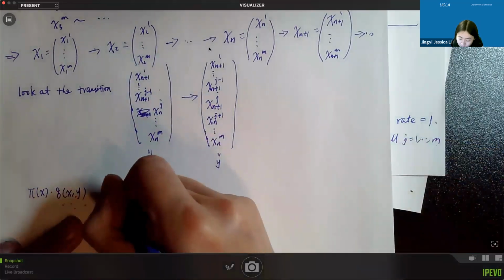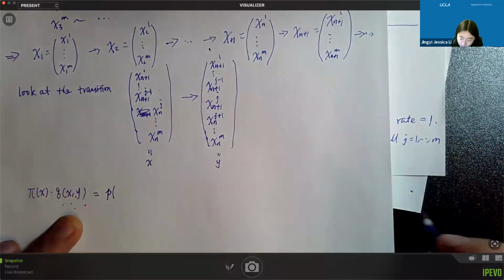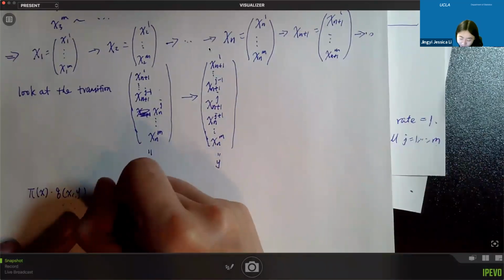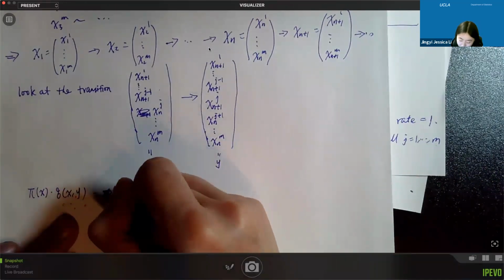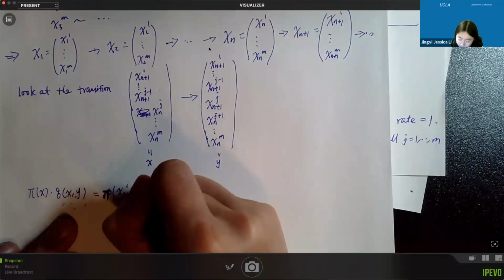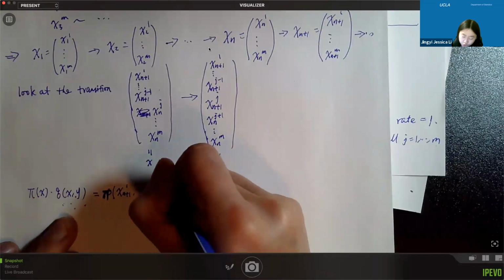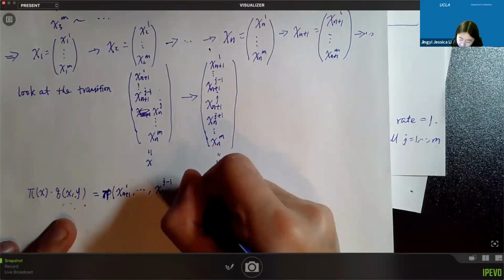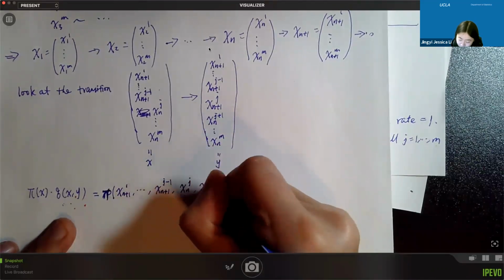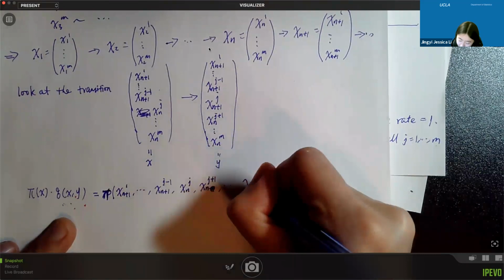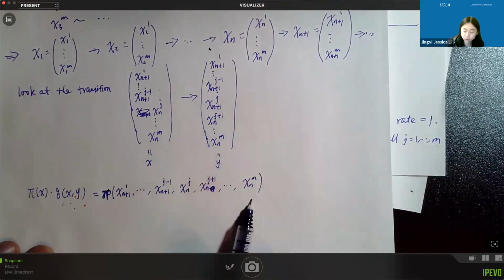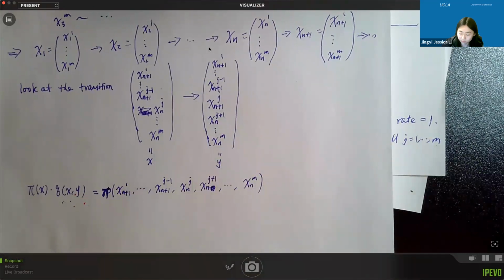I'll just write this with the joint distribution probability notation. Or probably I'll just stay with pi, because pi is the thing I want to sample from. So I'll use pi with xn plus 1 1 to xn plus 1 dimension j minus 1, xn j, xn j plus 1 to xn m. Okay, that's the joint density I want to sample from, and I'm evaluating it at my current value.